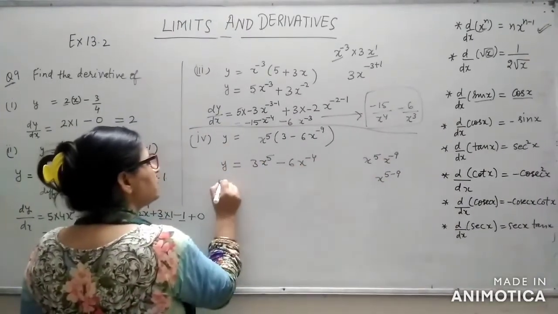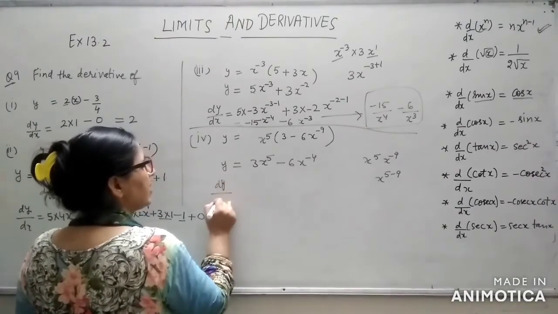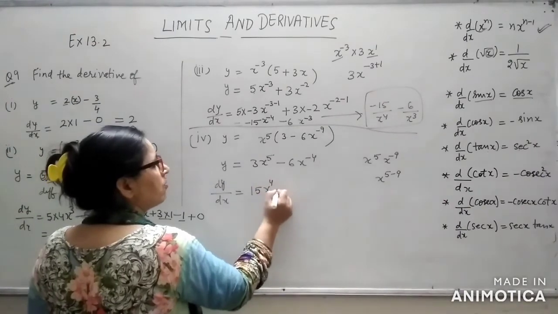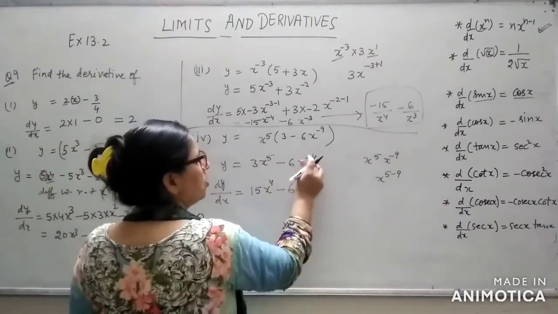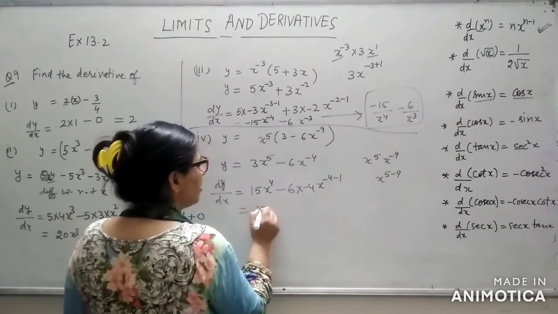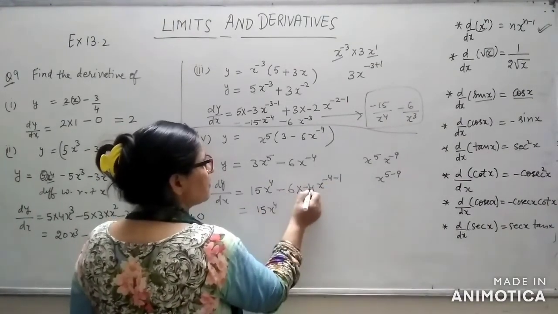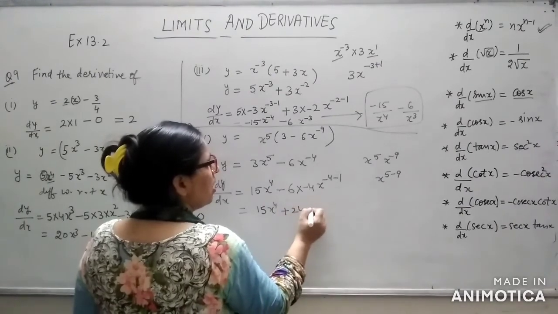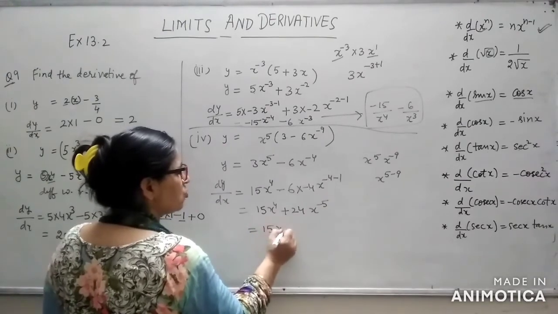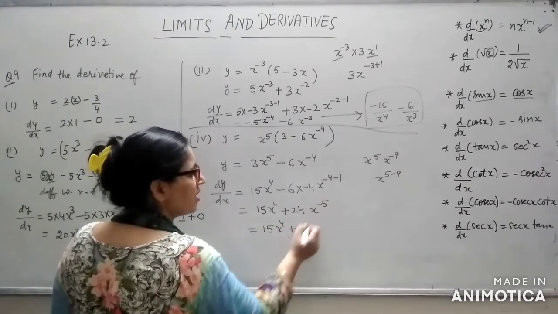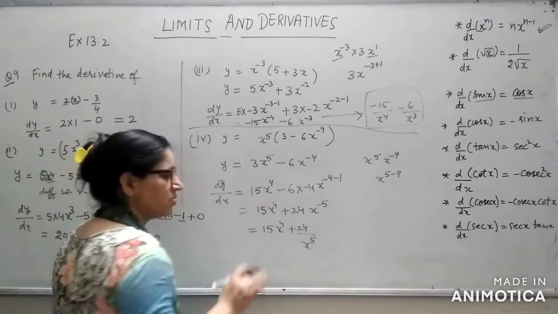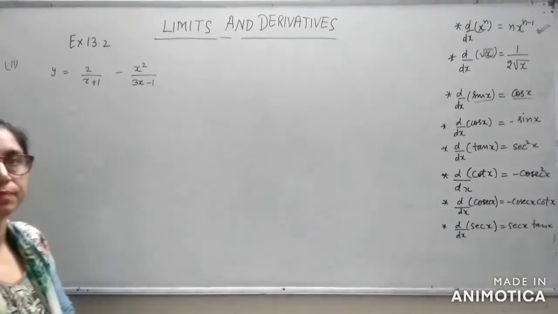Now differentiate with respect to x. So it will become dy by dx. 5 3s are 15 x raised to power 4, minus 6 into this minus 4, x raised to power minus 4 minus 1. So it would become 15 x raised to power 4 minus 6 minus 4 multiplication, plus 24 x raised to power minus 5. So you can write it like this, 15 x raised to power 4 plus 24, because the power is negative. So just to make it positive, we can take this term in the denominator. So this is the derivative of this.